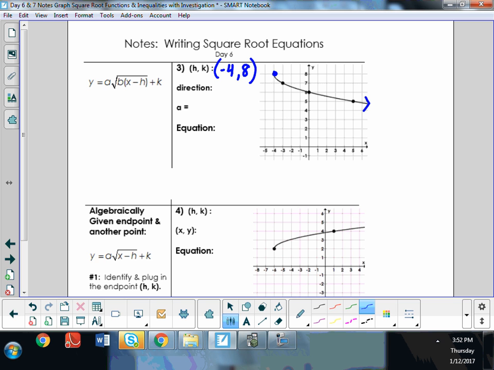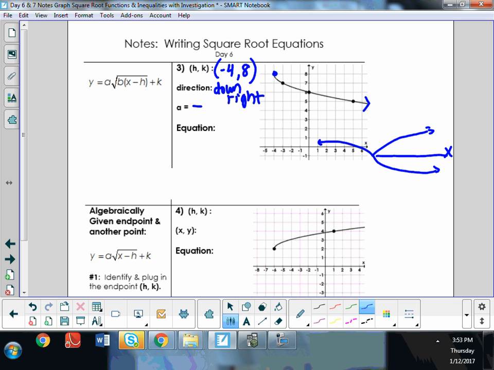So I can see that it opens to the right, like a Nike swoosh, but instead of the points being up, this time the points are down. So what axis did it reflect over? No, a reflection over y would look like this. Yeah, it's this one. It's a reflection over the x-axis. So I know my a value has to be negative, okay? Because my points are down and right.